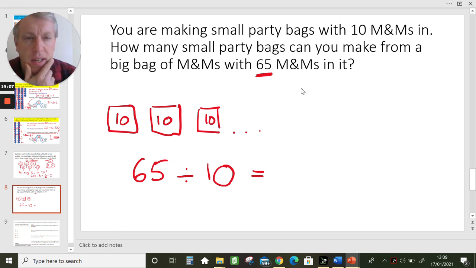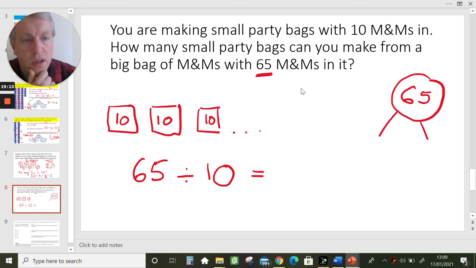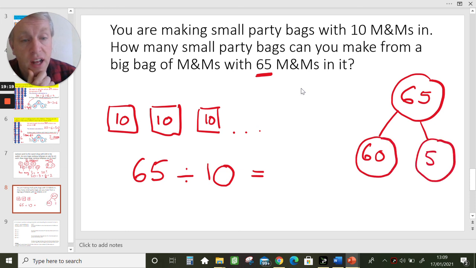65 divided by 10. 65 is the whole amount. I'm splitting it into 60. That's as close as I can get on the tens. And 5. 60 divided by 10 is 6. And 5 M&Ms left over.